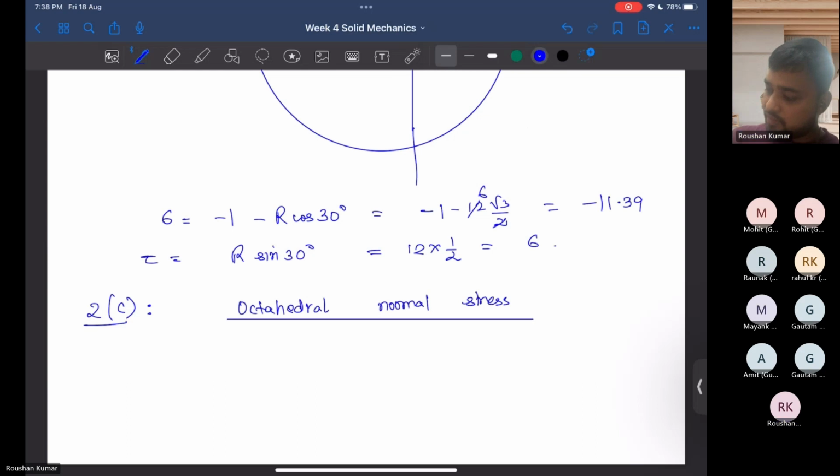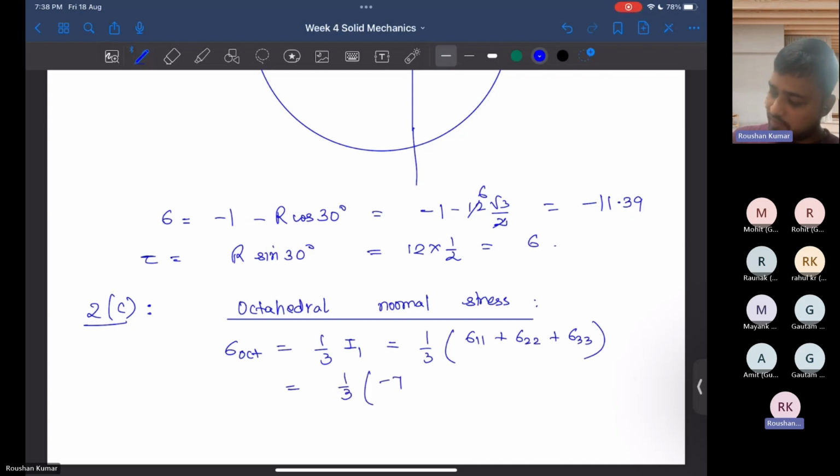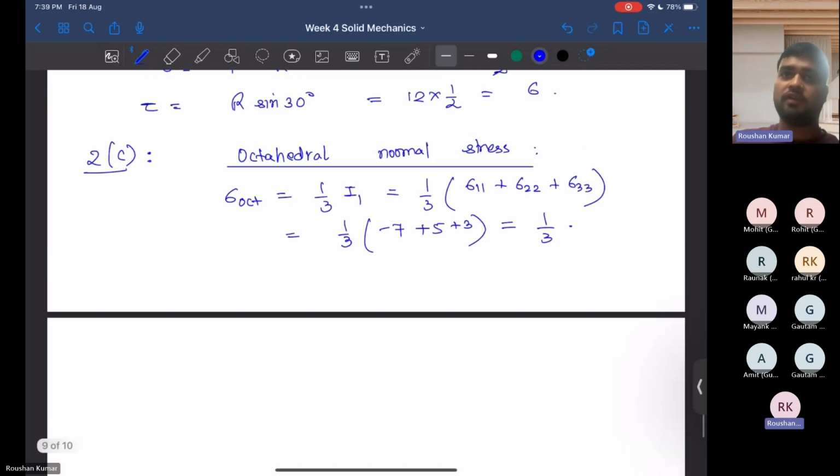So at the start of this lecture, I have written the formula of octahedral normal stress, which is nothing but 1/3 of the first invariant of the stress matrix. So 1/3 of sigma 11 plus sigma 22 plus sigma 33, which is nothing but -7 plus 5 plus 3, over 3. So after calculating this one, we will get 1/3. So this is the octahedral normal stress. Now coming to the octahedral shear stress.